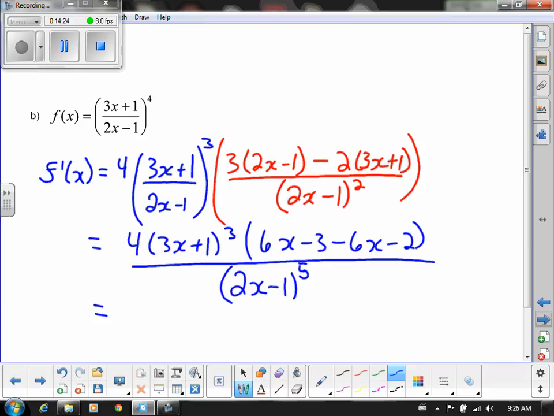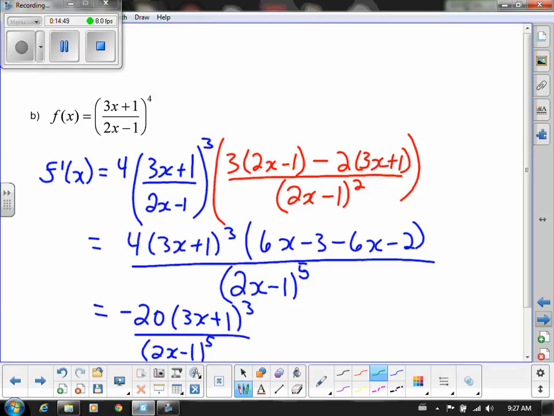So our final answer, the 6x's are going to go away. I'm going to have minus 5. So we have minus 20 times 3x plus 1 cubed all over 2x minus 1 to the power of 5. So this should make sense because we had a degree of 4 in the denominator. Now we have a degree of 5.